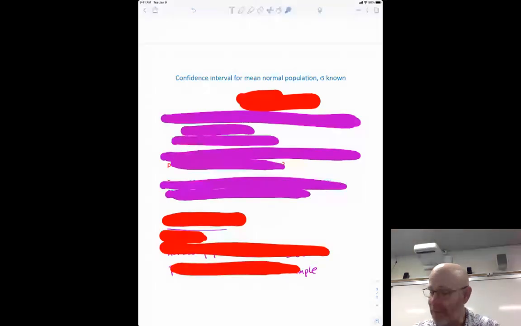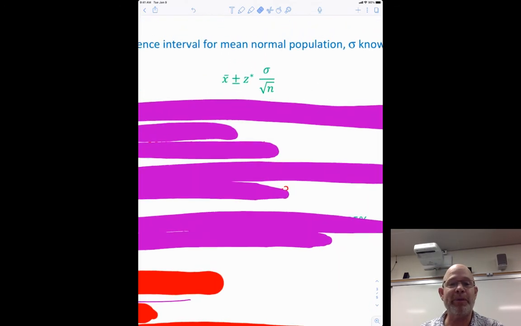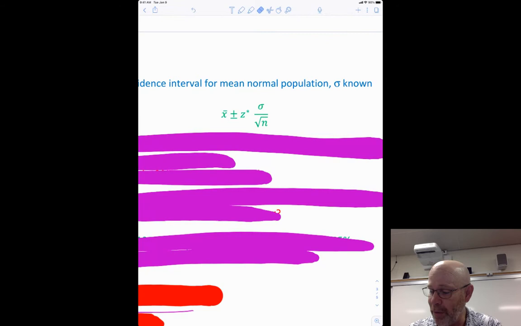So confidence interval for a mean is exactly the same as the confidence interval for a proportion, set up the same way. So remember, proportion, real quick here, was p hat plus or minus z star times the square root of p hat q hat over n. And this is what's called standard error, right? Every confidence interval is built this way. So it's the same thing.